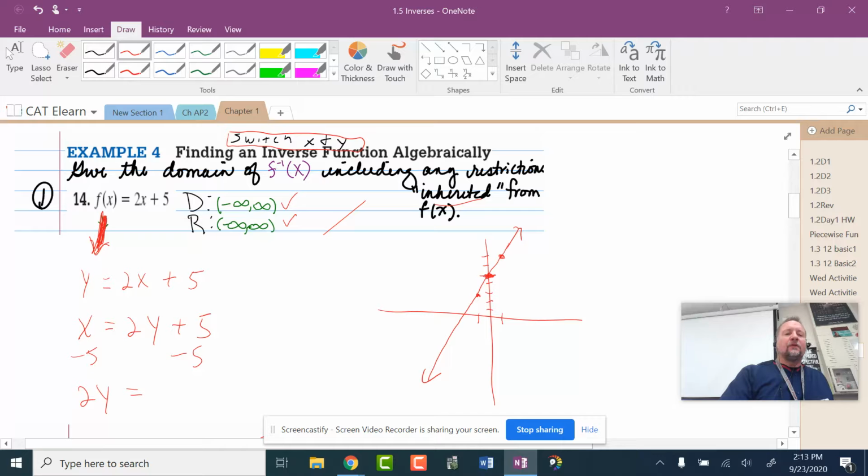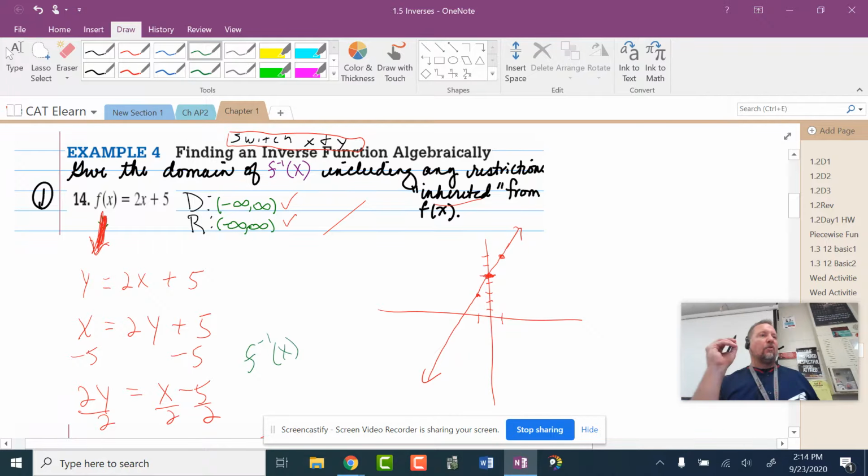I do like switching. 2y comes over here, x minus 5 goes over here, and then we divide by 2. And feel free to ask any question at any point. I'm going to turn this to green. The inverse of f of x is now what we want to write, instead of just an ordinary boring y. We call it the inverse of f of x. That's the notation. Remember this.